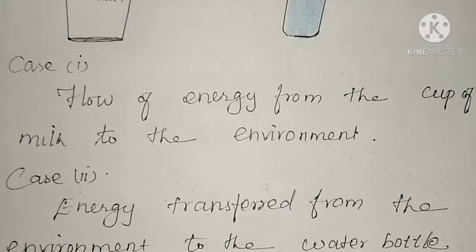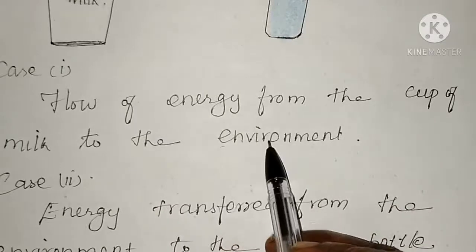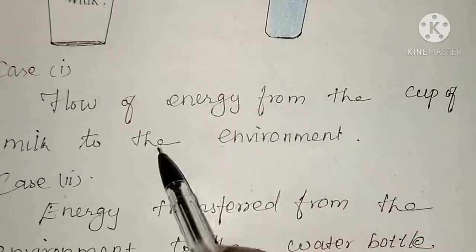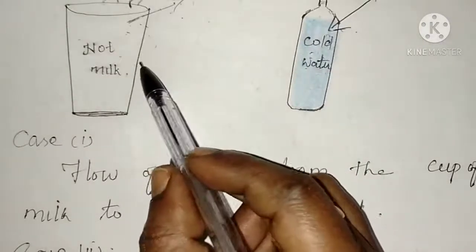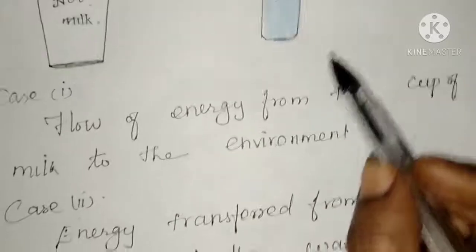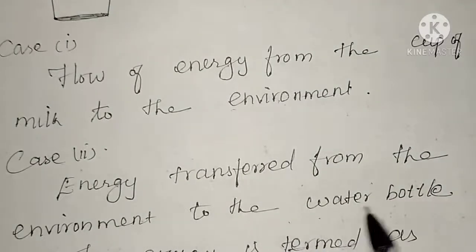So in the first case, there is a flow of energy from the cup of milk to the environment. The heat energy flows from the cup of milk to the environment, so the temperature decreases here. In the second case, the cold water becomes warmer. The energy is transferred from the environment to the water bottle.